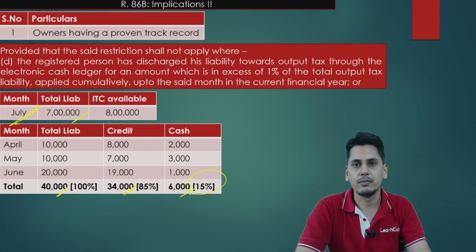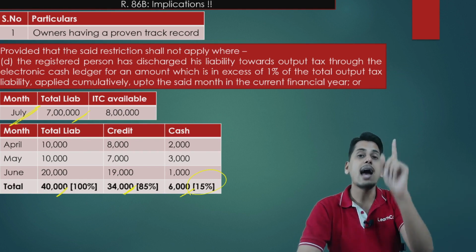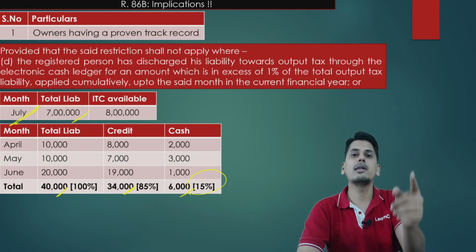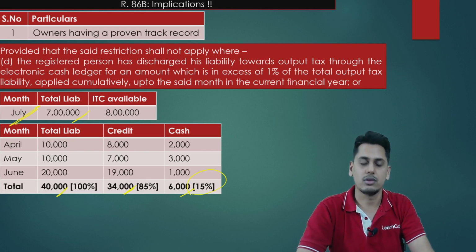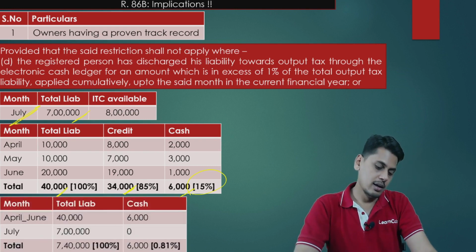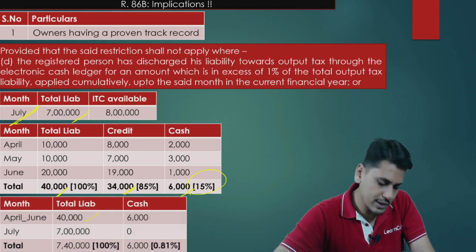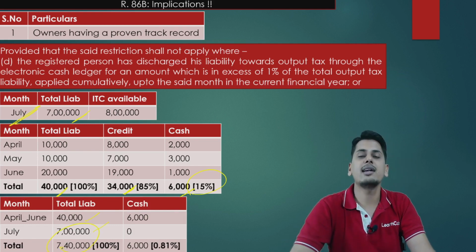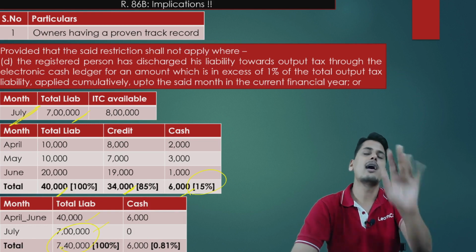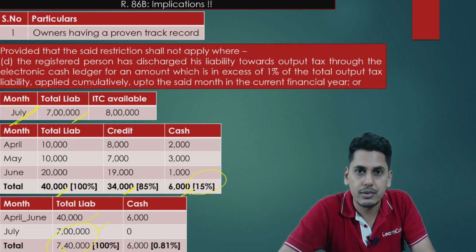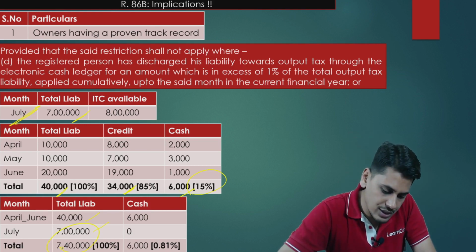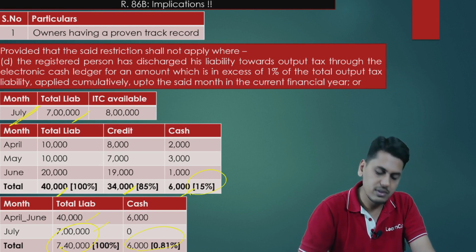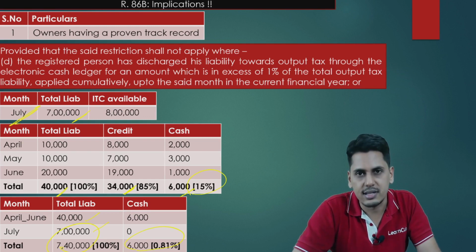The answer is wrong. Friends, please concentrate. As regards total liability, you will have to consider the liability of July as well. So now friends, let's have a look. The total liability April, May, June 40,000. July is 7 lakhs. Total liability is 7,40,000. So far, how much have you paid from the cash ledger? So far, you have paid from the cash ledger 6,000. So 6,000 divided by 7,40,000, it is 0.81%.